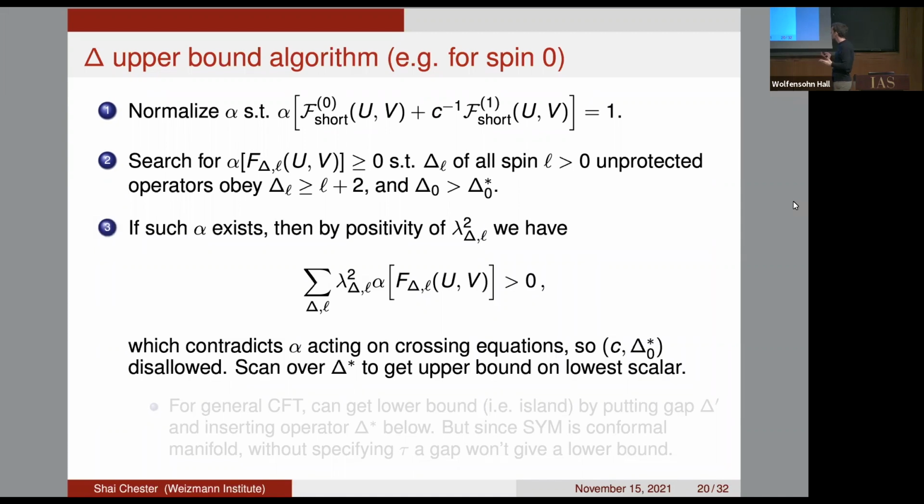If such a functional exists, then because the OPE coefficient squared is positive, you can show that this sum over all delta and spin of the OPE coefficient squared times alpha acting on these long multiplet crossed blocks is strictly positive.